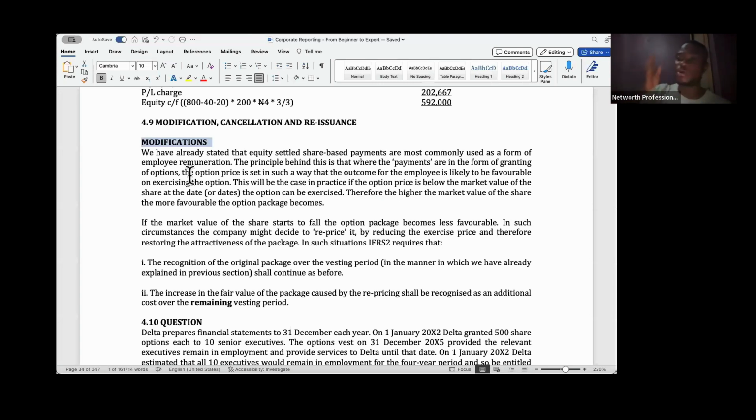That means if he sells those shares that same day, he's going to make huge profit. Some can even become a billionaire with that. I mean, it has happened practically. So don't lose sight of what I'm trying to tell you: what makes this equity settled attractive is that what the employees are going to pay for it is relatively small compared to the value of the shares.